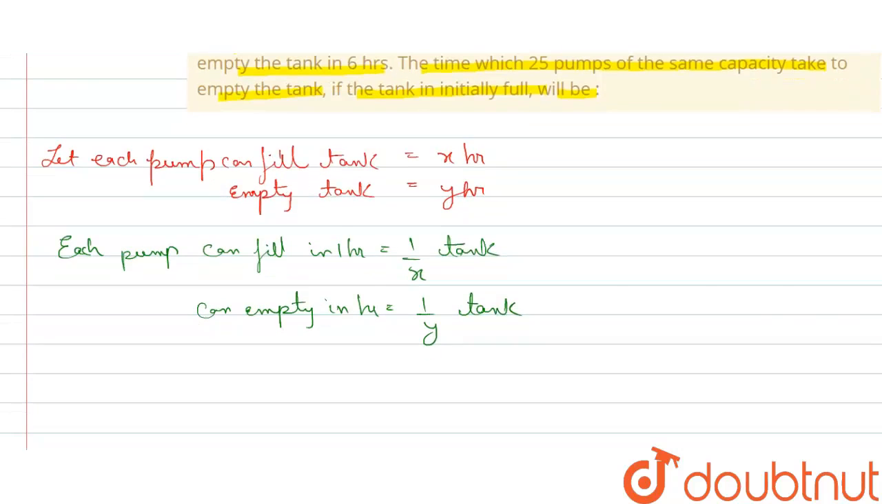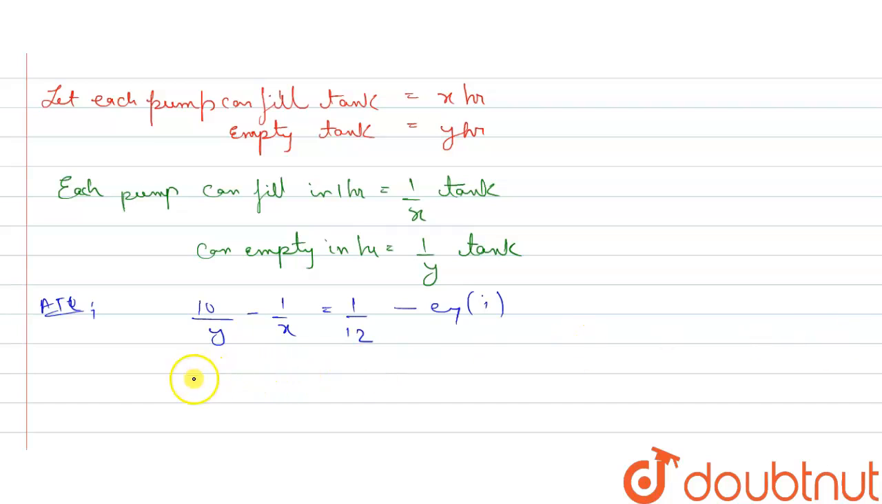Now according to the question, the given condition is 10 upon Y minus 1 upon X equals to 1 upon 12. Let this be equation first. And 15 upon Y minus 1 upon X equals to 1 upon 6. Let this be equation second.